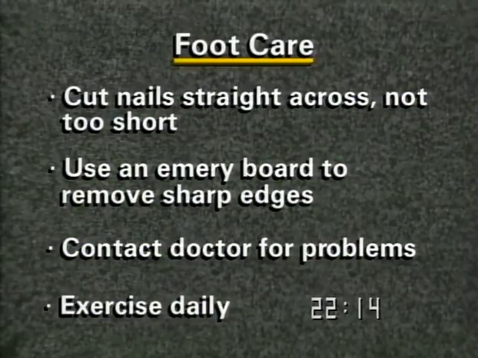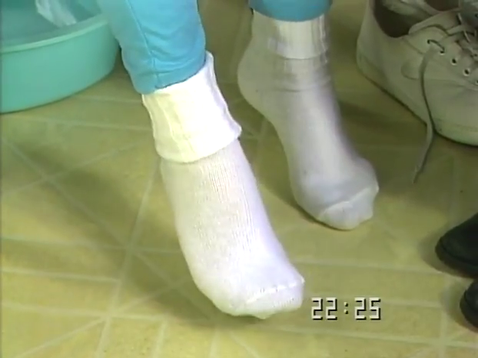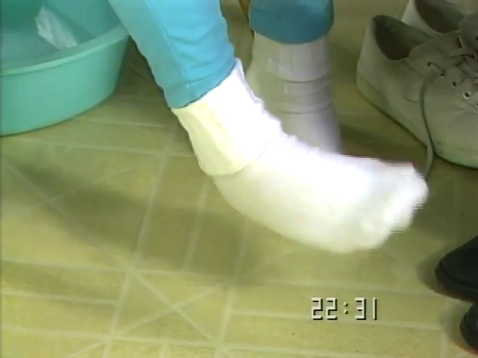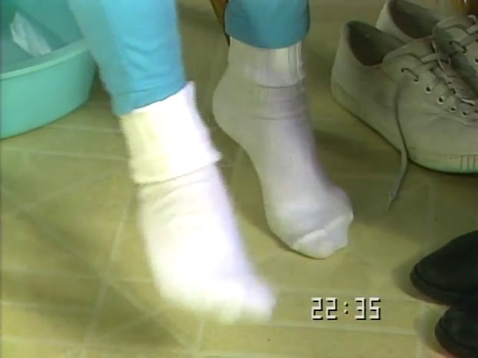Regular, daily passive or active exercise is essential to maintain circulation. Here's a good exercise to try. While sitting, point the toes upward, then downward. Repeat this simple exercise 10 times. Then make a circle with each foot 10 times. The diabetic patient must also pay attention to shoes and socks.